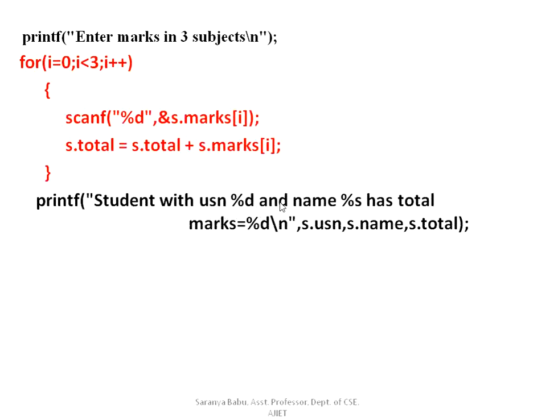printf student with USN %d and name %s has total marks %d. Where are all these stored? USN is stored in s dot USN, name is stored in s dot name, and the total is stored in s dot total. We don't want those individual marks. We want the total marks. That is why s dot total is equal to s dot total plus s dot marks of i. Is it clear? s dot total is equal to s dot total plus s dot marks of i.